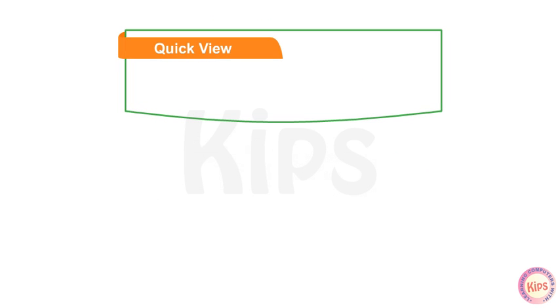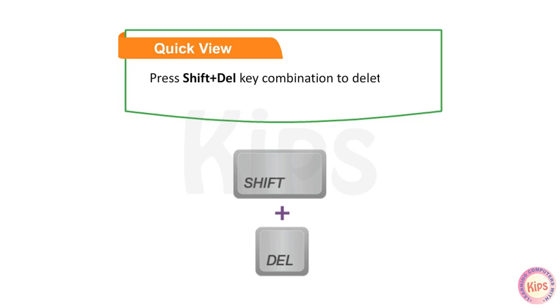Let's take a quick view. Press Shift plus Delete key combination to delete the selected rows and columns from the table.